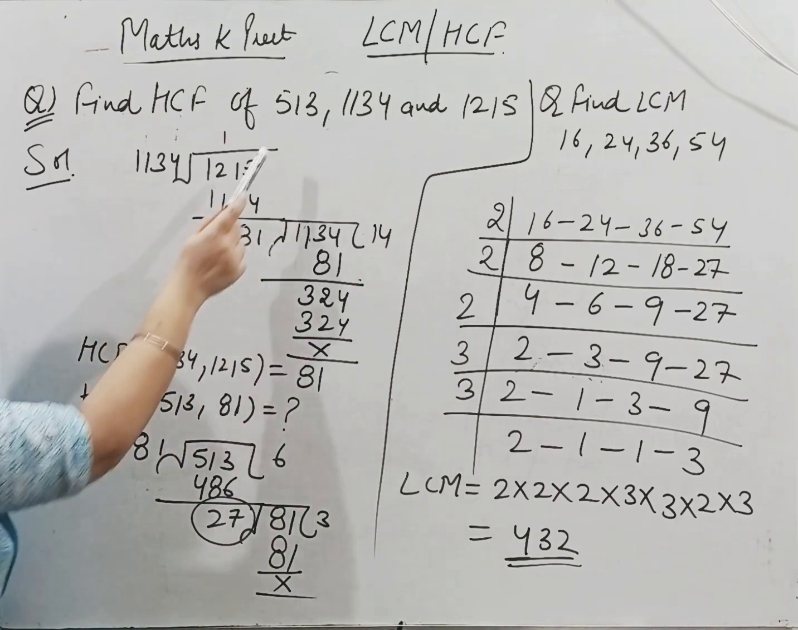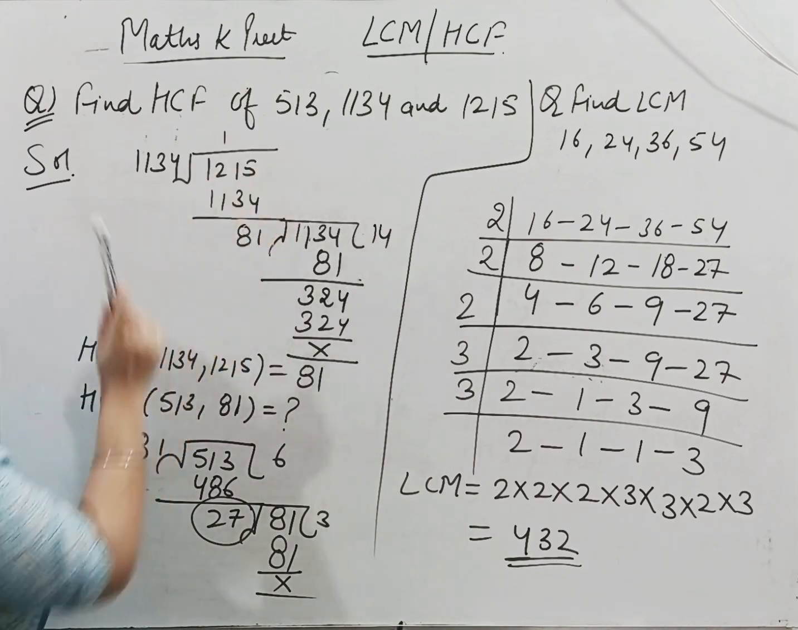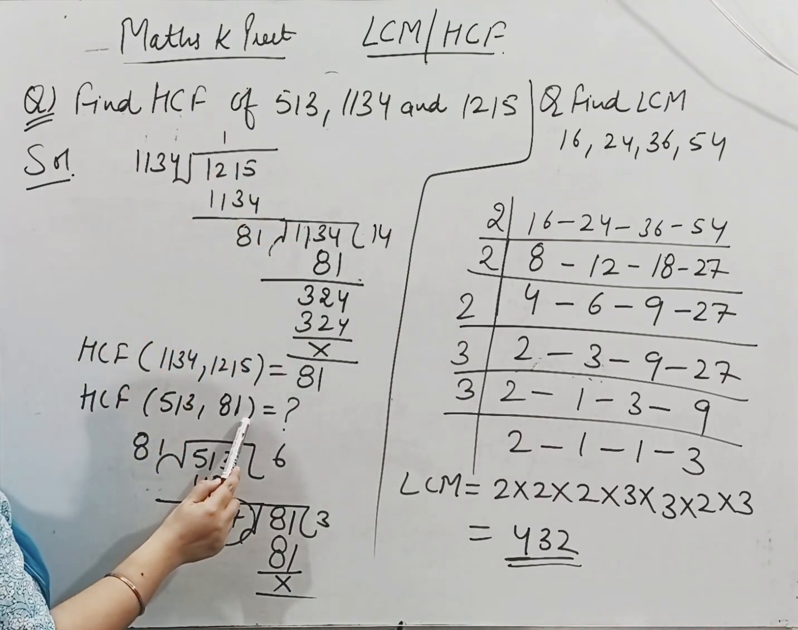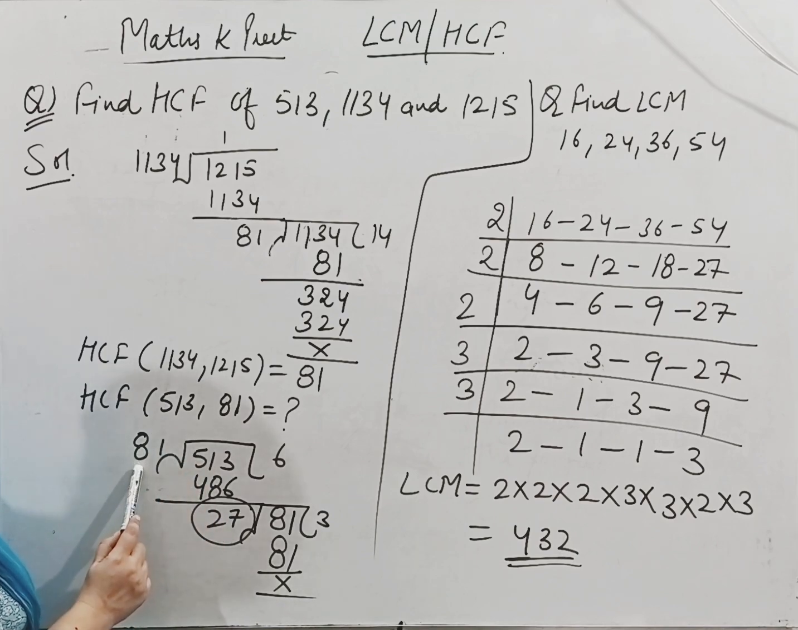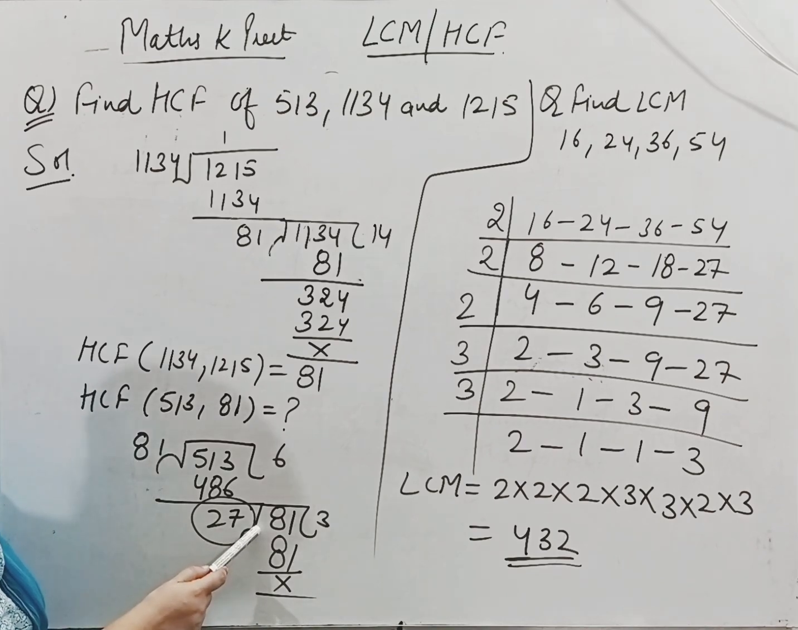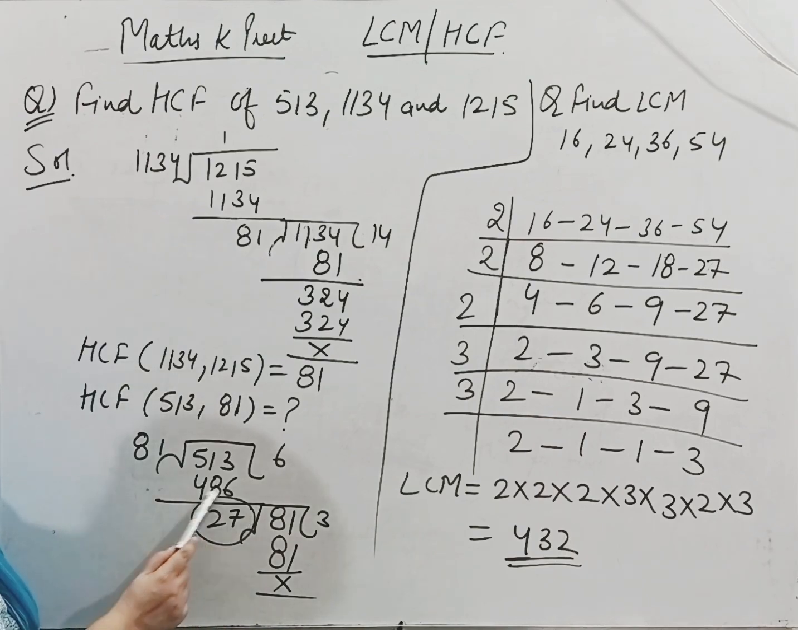So the second pair I'll take is this HCF and 513. To calculate the HCF of these two numbers, I'll take 513 as the dividend and 81 as the divisor. I'm dividing this and getting the remainder 27. When I get this remainder 27, I'll take this 81 as the dividend, then keep on dividing. Here I'm getting remainder 0. This means this 27 is the required HCF for all the three numbers. So this is the division method to calculate the HCF of numbers.